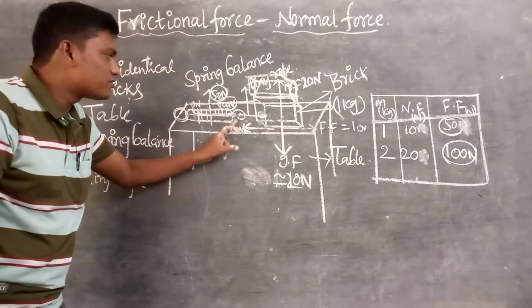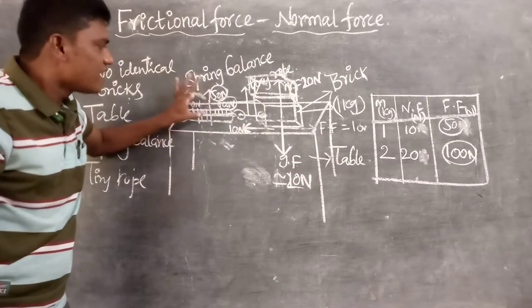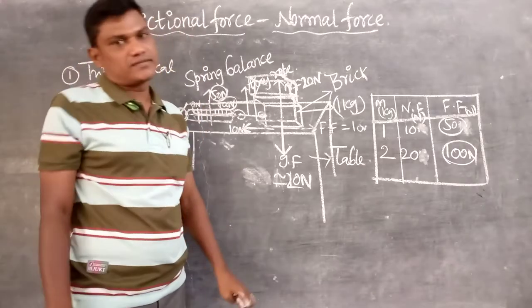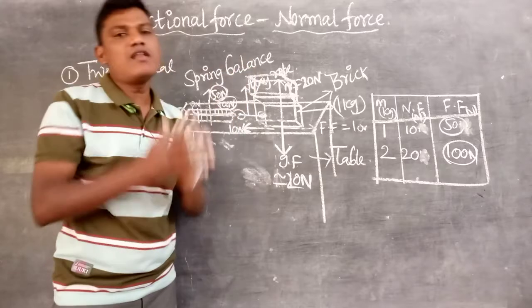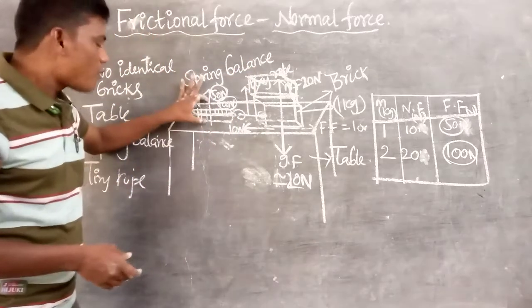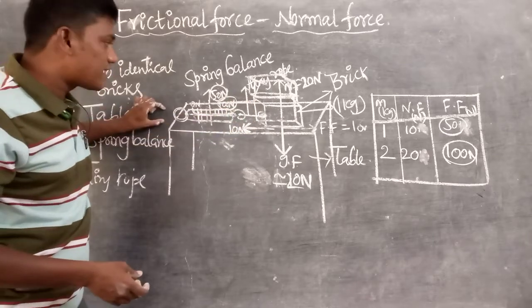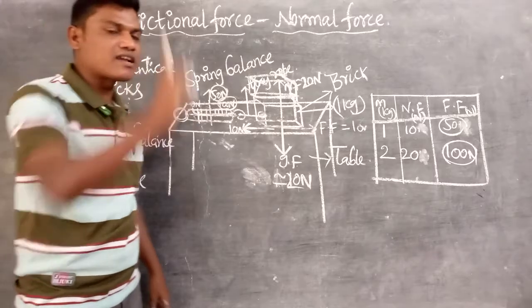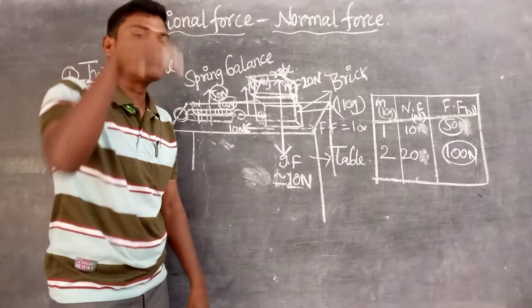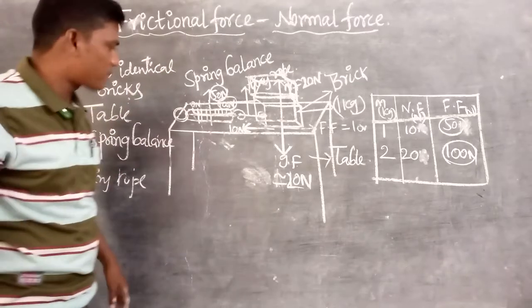Next, fourth part. When the brick is set into motion, at that time you note the reading the spring balance is showing. So the reading represents which force? Frictional force. Why? Because on the brick we apply the applied force horizontally. In the horizontal direction, normal force is not acting. Normal force always acts in the vertical direction. It is balancing the gravitational force only. In the fourth chapter I clearly explained this.